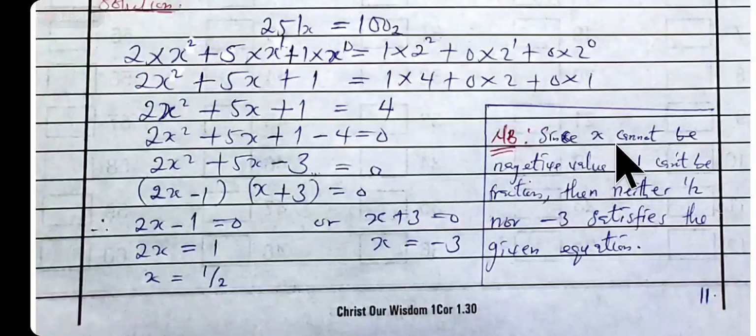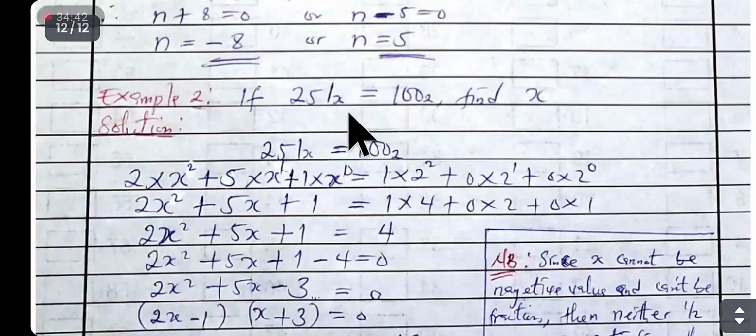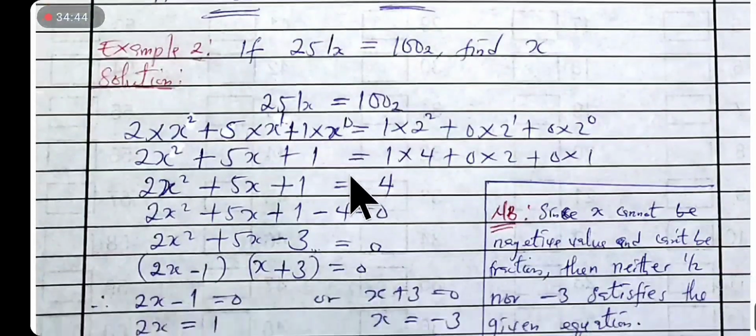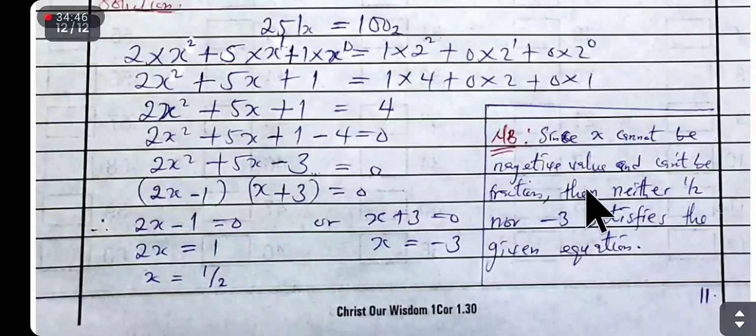I say note: since x cannot be a negative value, and the value that is close to the answer is a fraction, a base here cannot be negative. So look at the conclusion. Neither 1 over 2 nor minus 3 satisfies the given equation.